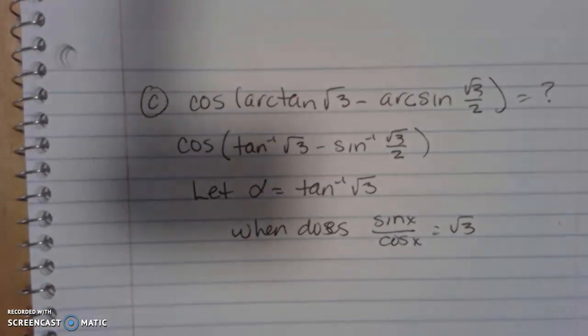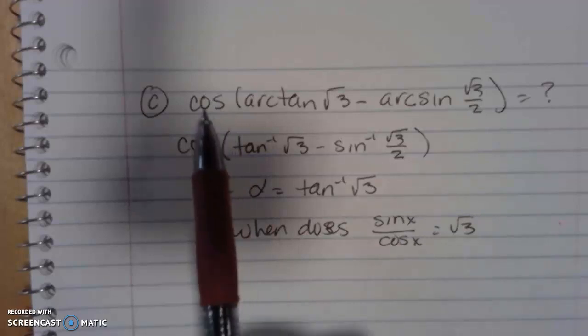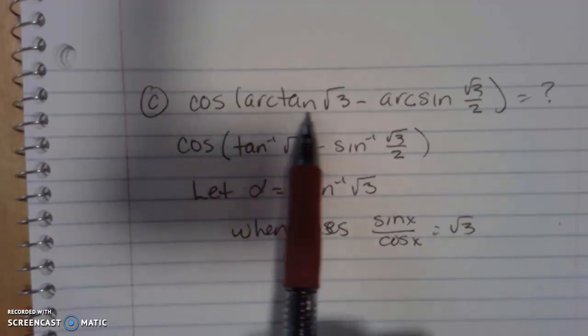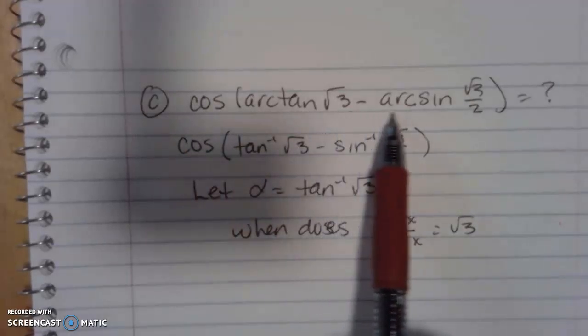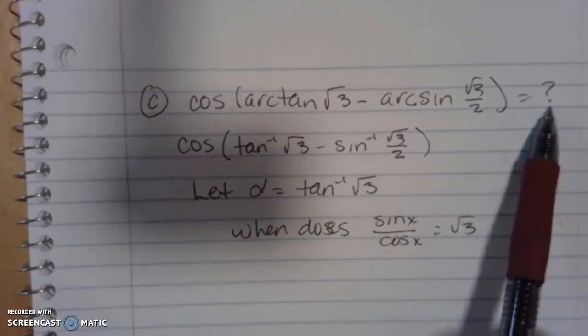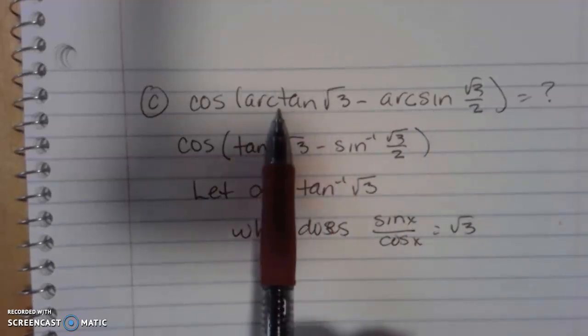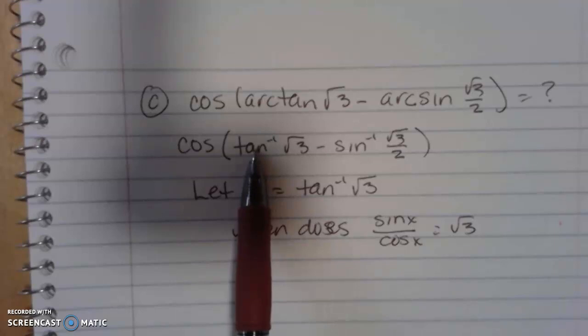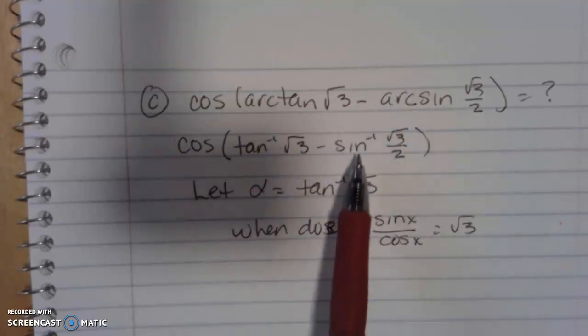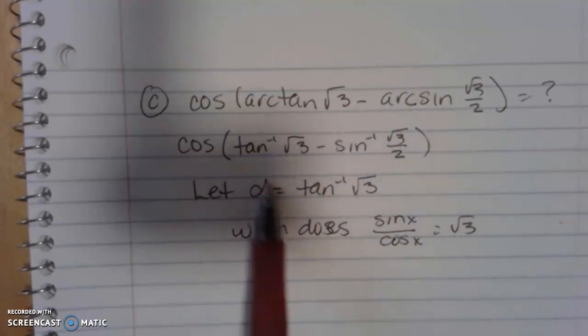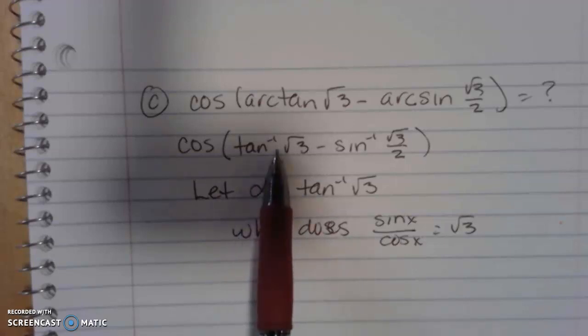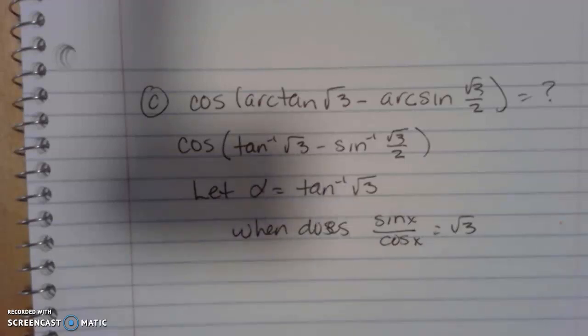Okay, let's look closer at that part C from Mr. Early's notes. The question was cosine of arctangent radical 3 minus arcsine of radical 3 over 2 equals what? We're going to rewrite this, instead of putting arctan, put inverse tan. Same thing here. And then I'm going to let this symbol right here, alpha, represent inverse tangent of radical 3.